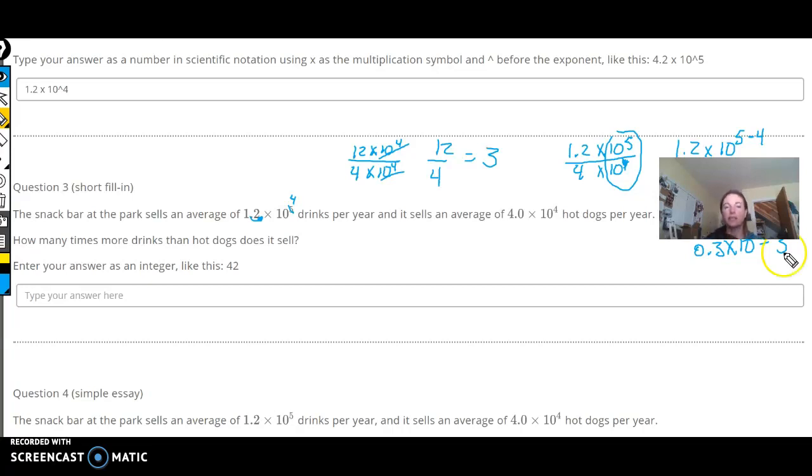But I guess the last way to do it that I see right off the top is, let's see, 1.2 times 10 to the 5th becomes 120,000. So it's 120,000 divided by 4 times 10 to the 4th, which is 40,000. And that is 3. So again, numerous ways to do this. It's up to you which way you choose.